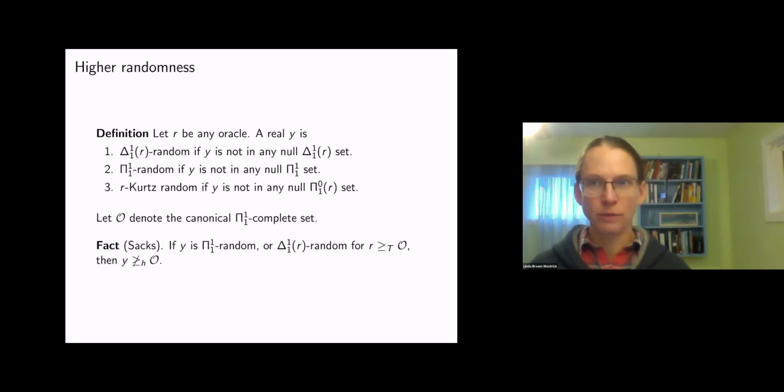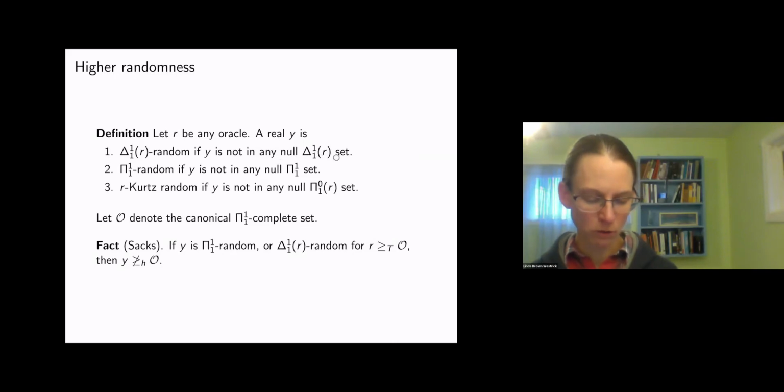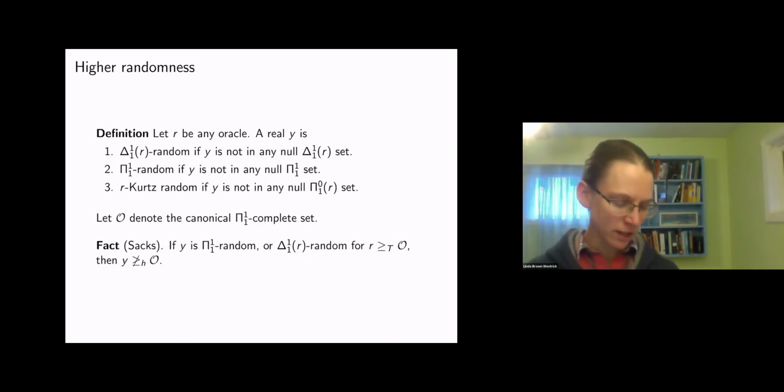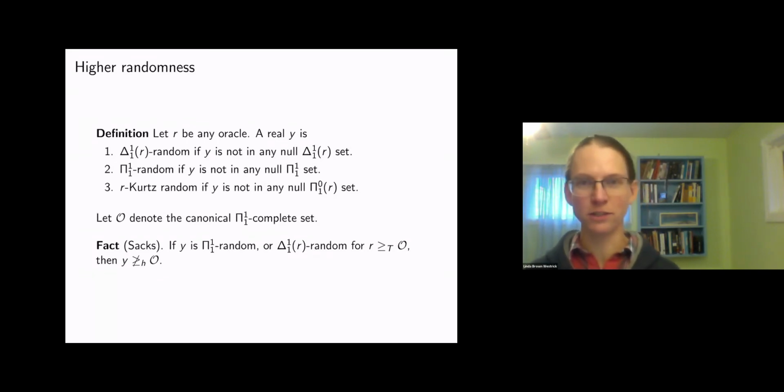Okay, so just to remind you of some definitions of higher randomness. A real is called delta 1,1 random if that real is not captured in any null delta 1,1 set. And it's pi 1,1 random if it's not captured by any null pi 1,1 set. And it's Kurtz random if it's not in any null pi 0,1 set. And all of these notions can be relativized to a real R. Well, we didn't need to do any relativization for pi 1,1.